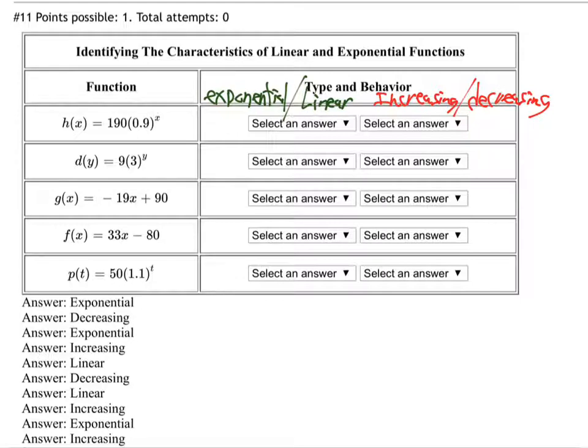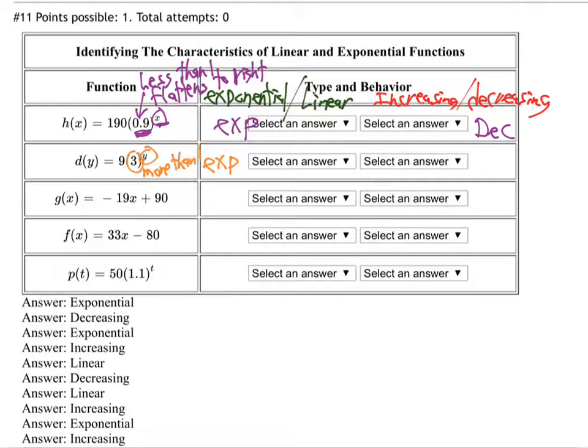So when it has x up in the power zone, that's exponential. And how do you know if it's increasing or decreasing? If this number, the base that has the x on it, is less than 1, then remember that means it flattens to the right. When you multiply by a number less than 1, it makes you smaller and smaller and smaller. It flattens you out. So that one is decreasing to the right. I'll just say DEC, decreasing. How about the next one? This one is exponential because y is in the power zone again. That's exponential. And is it increasing or decreasing? This number is more than 1, so it's increasing.